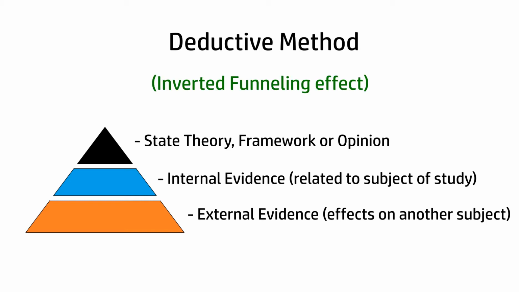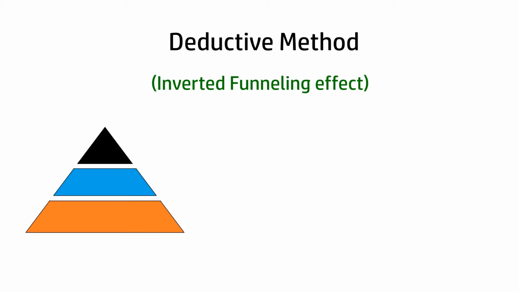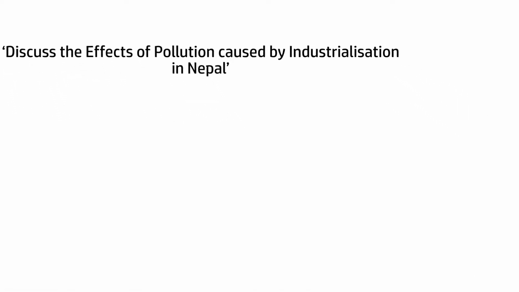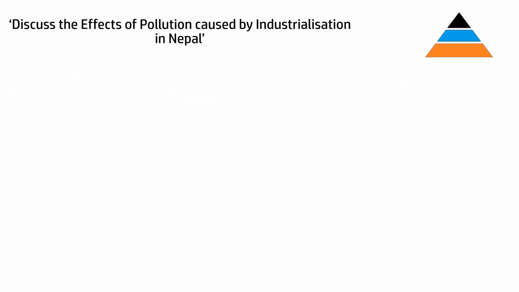This should create an inverted funneling effect, as you start off very specific with a theory and a related piece of evidence, then bring in external factors to validate the theory. The final concluding line usually sums up what you have written in the paragraph and is actually the topic sentence restated. Let's refer back to the example assignment question from episode 2. Discuss the effects of pollution caused by industrialization in Nepal. A deductive paragraph to explore this question might be as follows.